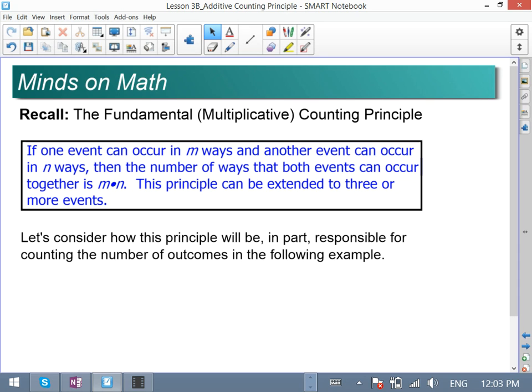So remember from the previous lesson, our PowerPoint in class, the fundamental counting principle is stated as such. In a nutshell, if something can happen in m ways and a second event in n ways, then the total number of ways that they happen together is m multiplied by n. And we can extend that into many more events. A very quick example here.